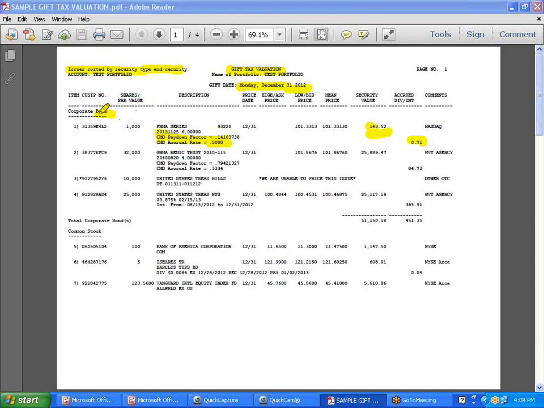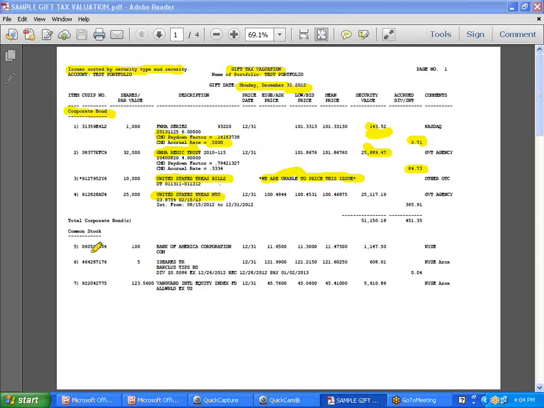Okay, so this is our corporate bond section. And you have there a Fannie Mae. We have a Ginnie Mae with the value calculated and the accrual calculated. We have a U.S. Treasury bill, and for some reason the report says we are unable to price this issue. Let's see if we can find out why. And we also have a U.S. Treasury note right here.